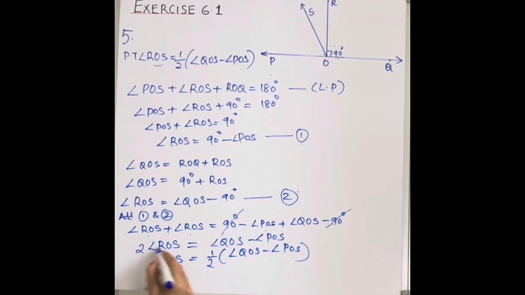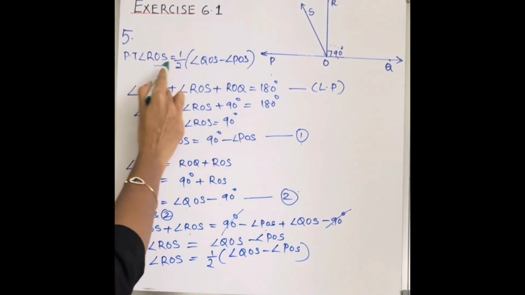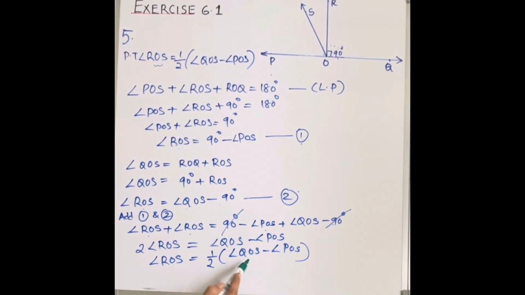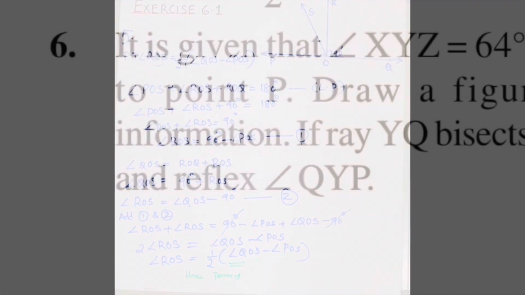How did you get that? Because this has been multiplied here, so when we take it to this side, it will be divided. Hence we were asked to prove angle ROS is equal to half of angle QOS minus POS. Hence, it's proved that ROS is equal to half of angle QOS minus angle POS.